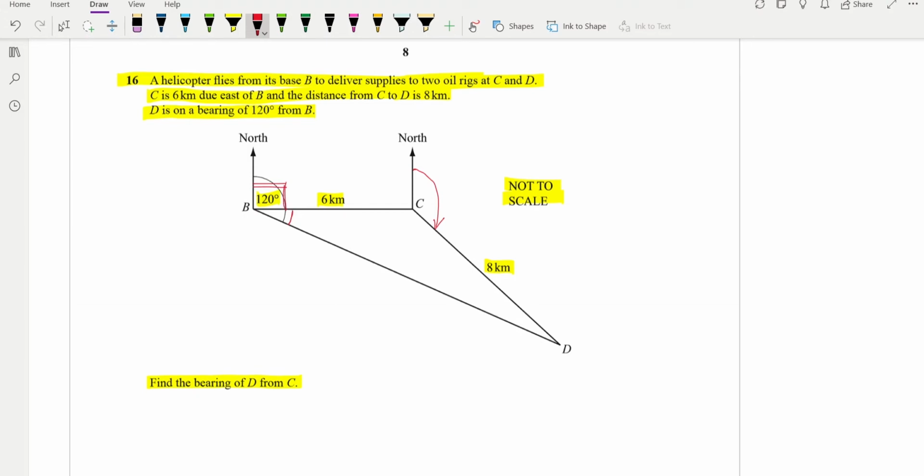So the additional angle will be this one. 90 plus 30 is 120, so this angle will be 30. Now we have one angle, we can find the second angle also, and we can find it by the sine rule. And we know the sine rule is what? The sine rule is 8, this side, divided by sine of 30. So we write 8 over sine of 30 degrees will be equal to 6 divided by sine D, and we can calculate this value.